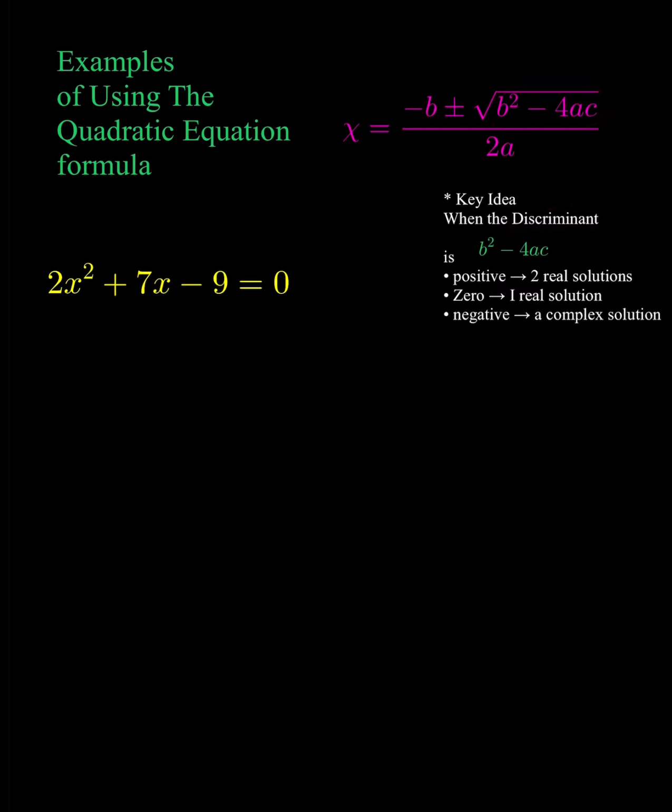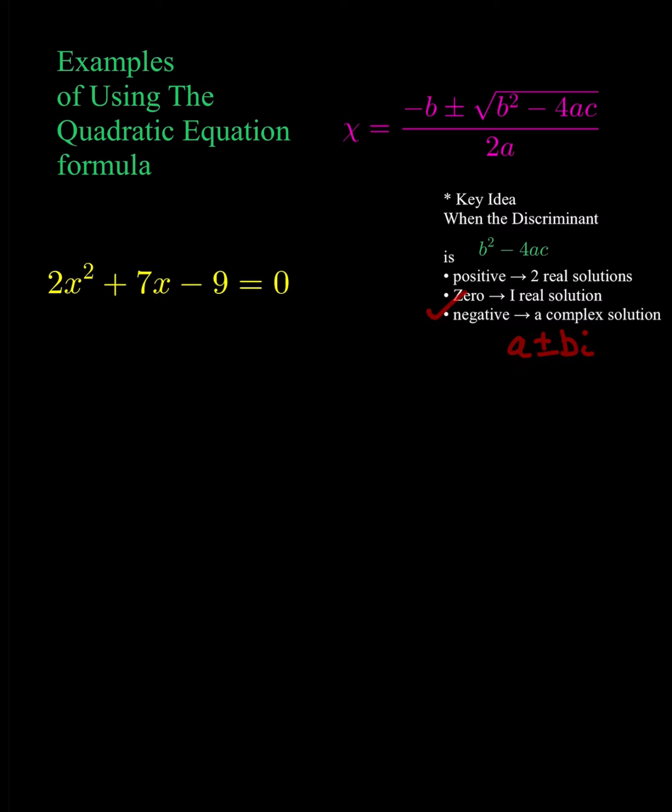Well, there are one of three possibilities. If your discriminant, which is the term inside your square root, results in a positive value, then that tells you that you have two real solutions. If, on the other hand, the discriminant equals 0, then you will only have one real solution. And if the discriminant is negative, then you will have a complex solution involving a real number and an imaginary component. Let's look at an example to dissect this.